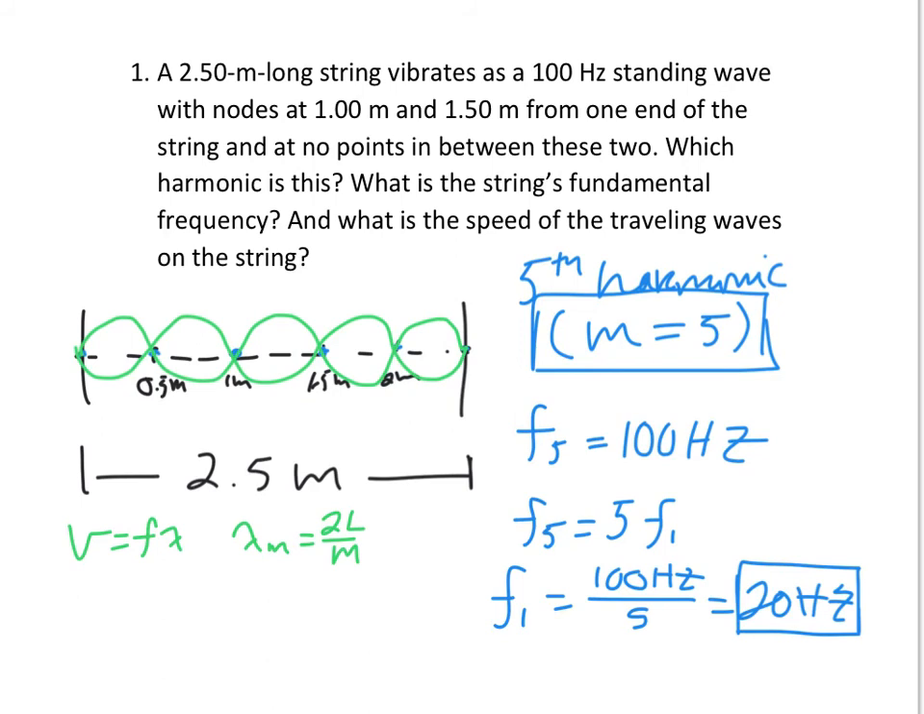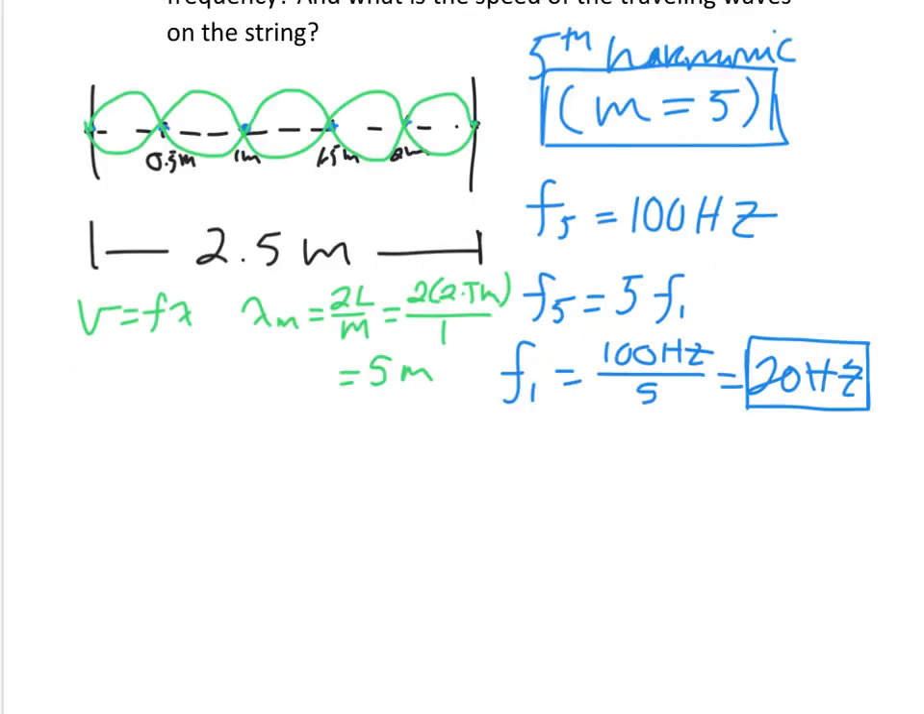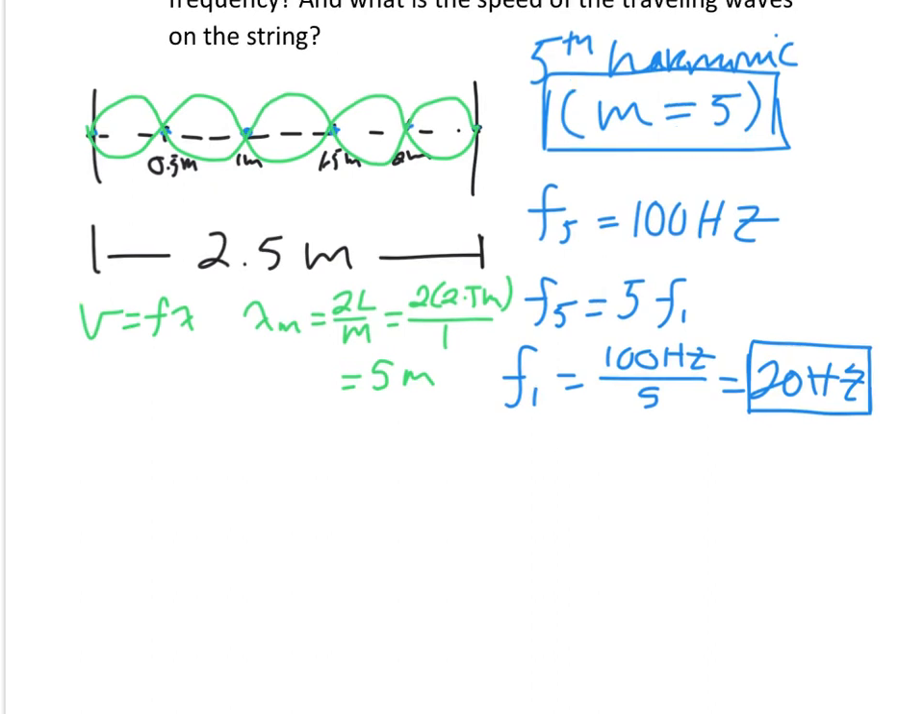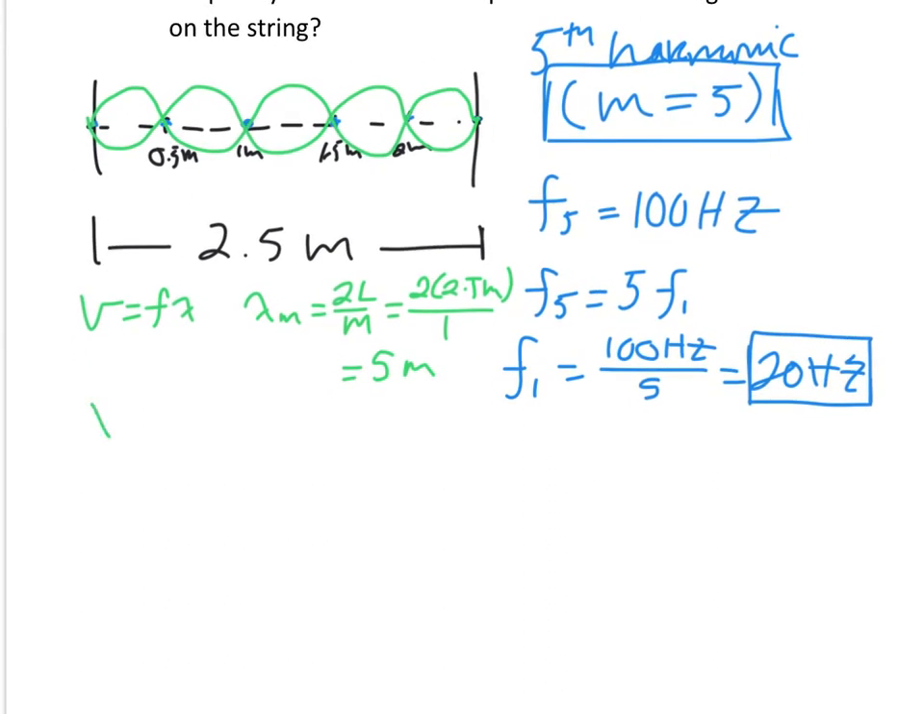So if we do it for the first harmonic, this would just be 2 times 2.5 meters over 1. So the wavelength for the first harmonic would be 5 meters. If wavelength is 5 meters, then speed equals 5 meters times the frequency for the first harmonic, or 20 hertz. 5 times 20 equals 100 meters per second.